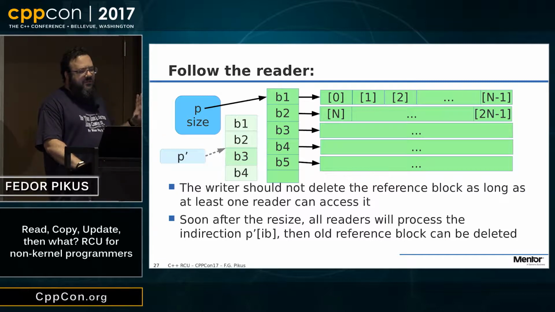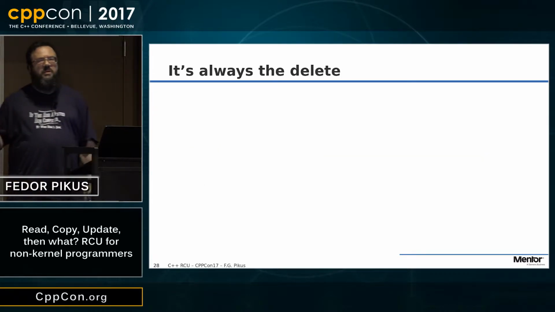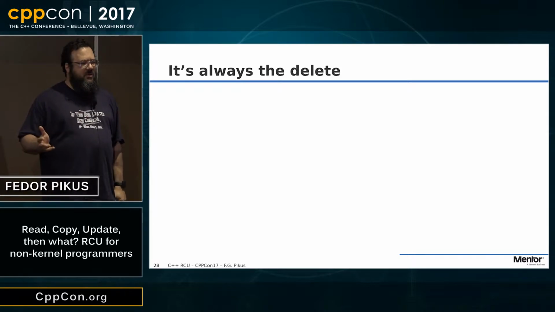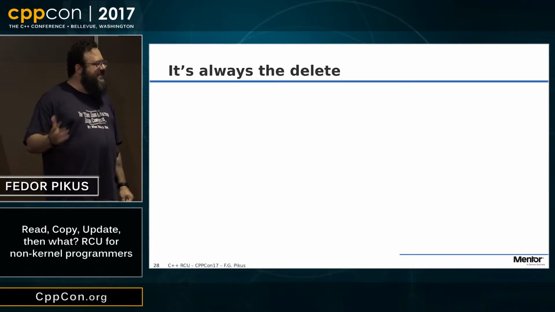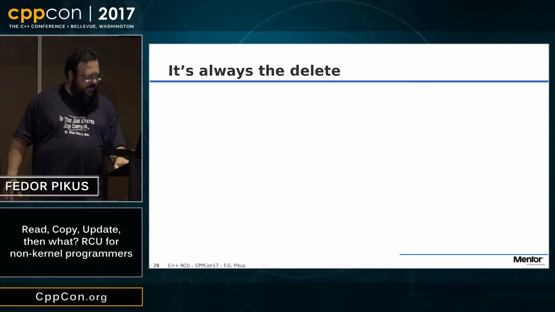So soon after the resize, all the readers will finish evaluating the square bracket operator and we can delete the reference block. How soon is soon? Well, that's what the rest of the talk is basically about. But the general point is, it's always the delete that gives you the problem. Lock-free algorithms, the ABA problem in the lock-free list, same thing. Without the delete, there is no problem. It's always the delete. Hazard pointers, same thing. If you didn't have delete, you wouldn't need to worry about the hazard pointers.